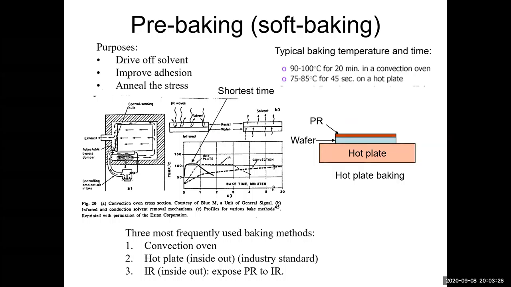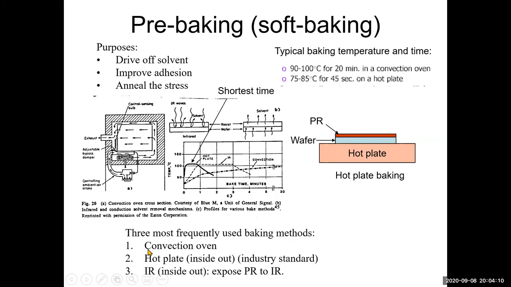So after spin coating, we need to bake the photoresist. And this baking is called pre-baking, because this is before exposure. The purposes of pre-baking are, first, to dry off solvent, remove solvent, improve adhesion, like between PR and the substrate, and then anneal the mechanical stress. And there are three most frequently used baking methods.